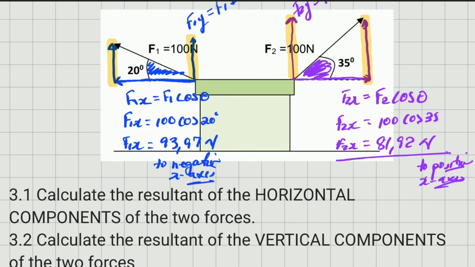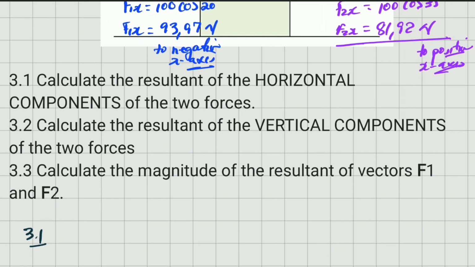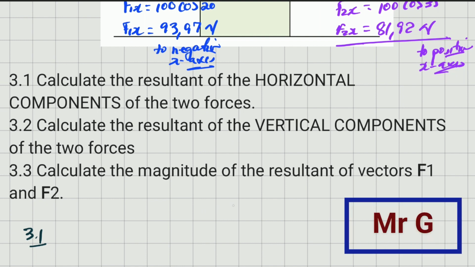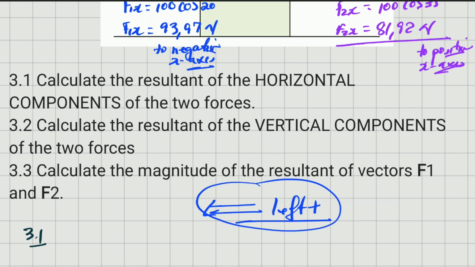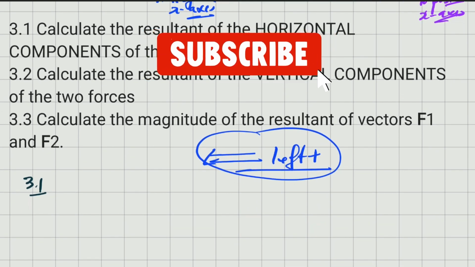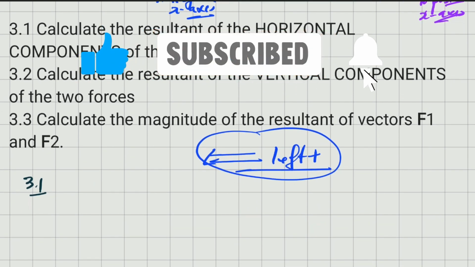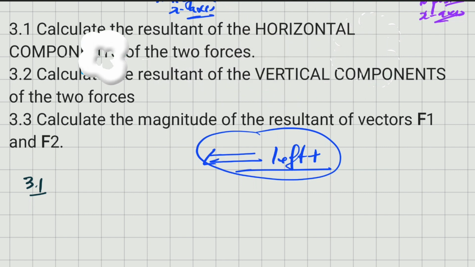Now for question 3.1, all we have to do is add those two components, the vector addition of F1 in X and F2 in X. So that's all we are going to do here. But before doing that, we have to select a direction as positive, and we want to say left is positive. It means everything in the other direction is negative. So on the axis, we can say it is negative.